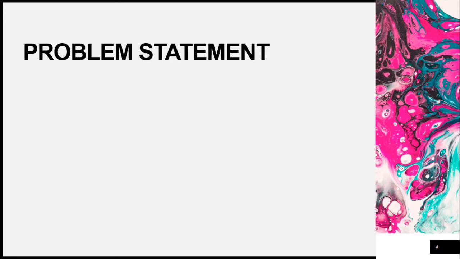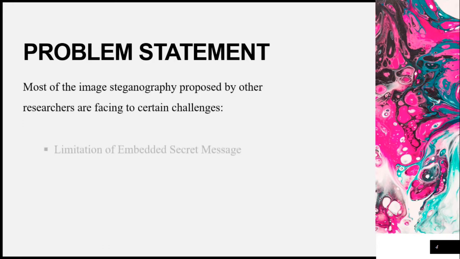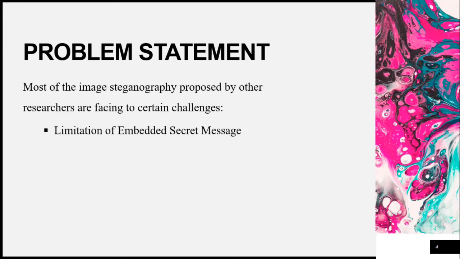Image steganography is no longer an unfamiliar method to hide secret information. However, most image steganography has faced the challenges of limited choices in types of embedded information. Besides that, most of the image steganography methods have imperceptibility problems.